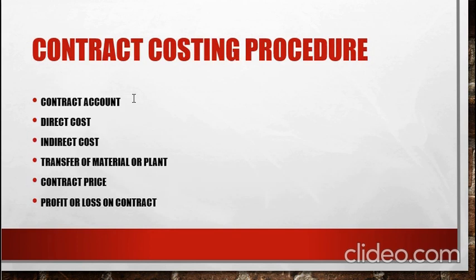Contract costing procedure. So here when we are counting contract costing, the procedures are: contract account will be prepared, we will classify direct cost and indirect cost, then we will be dealing with transfer of materials or plants, that is materials will be transferred from the site to the warehouse, from the warehouse to the site. How are we going to treat that? Then contract price, how are we going to decide the contract price and the calculation based on that? Then the last one is, how are we going to ascertain the profit or loss on the contract? So these are the procedures which we will be following while preparing contract cost sheets.